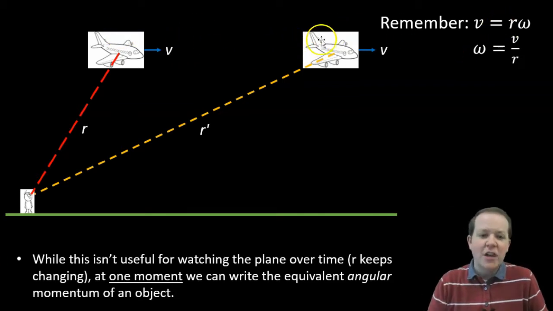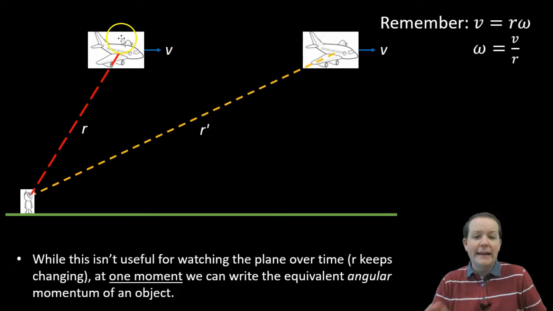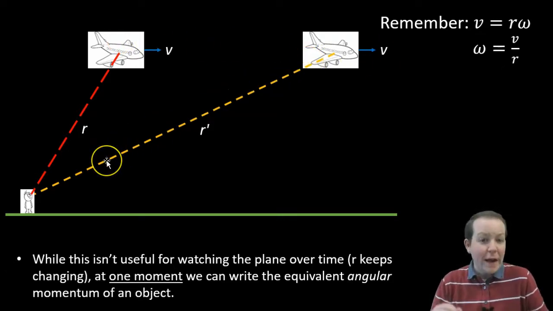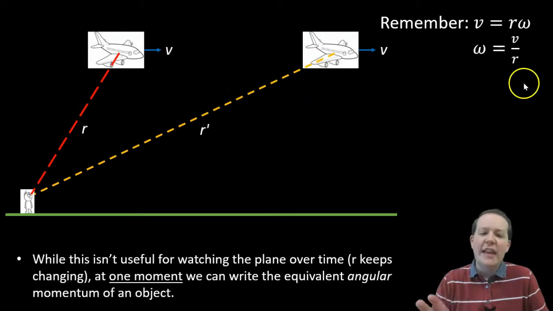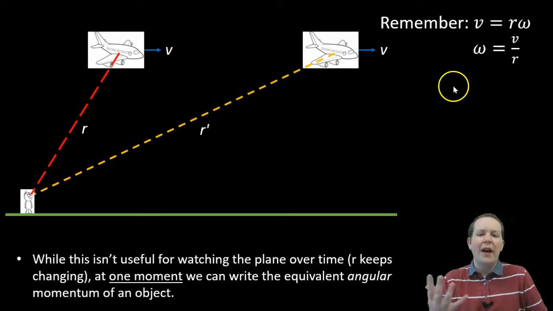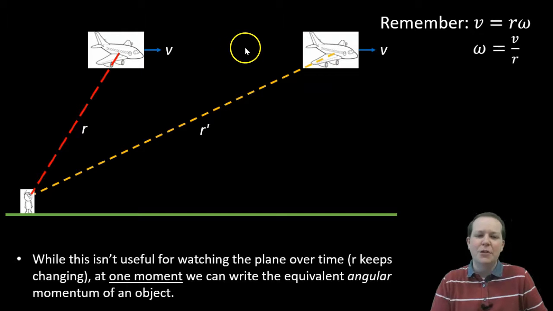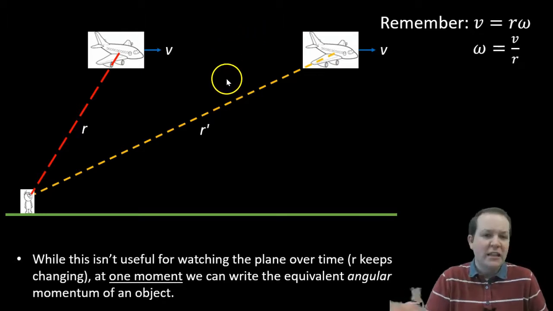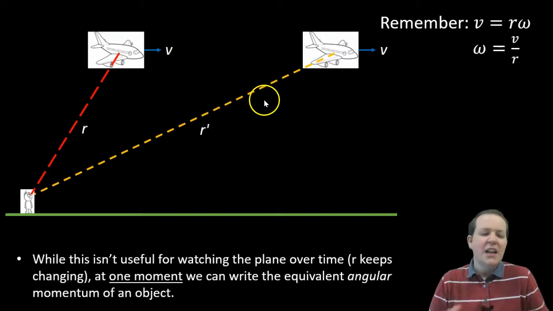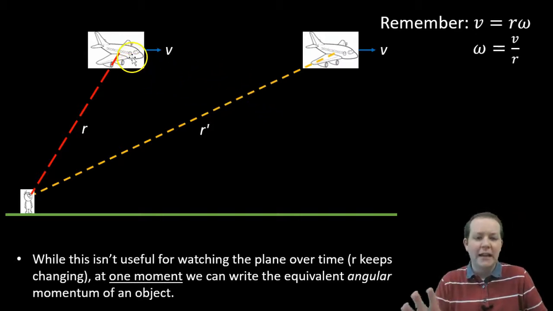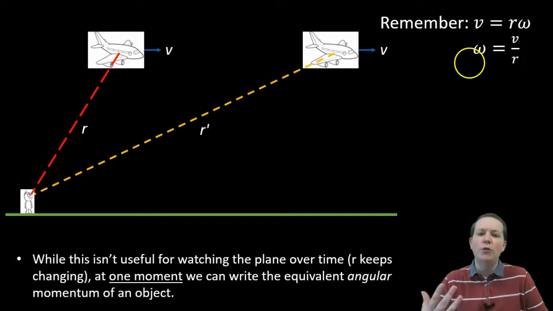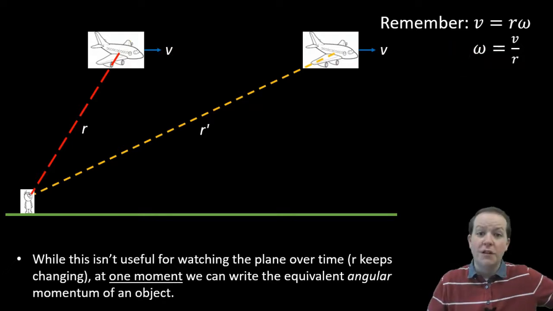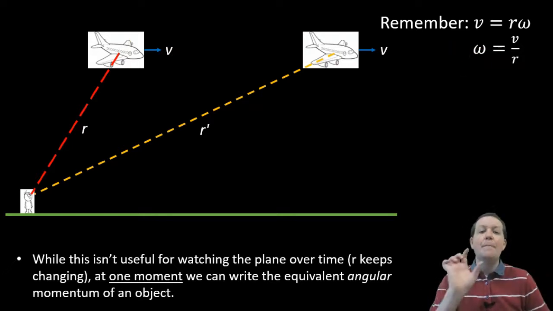It has changed because a few moments later, the plane, even though it has a constant velocity, now has a different radius away from us. The radius is changing over time. If we were trying to look at this object from an angular perspective over multiple time periods, you would need calculus because the radius keeps changing. So it's not helpful to look at this plane moving in a straight line in a rotational sense over the course of several seconds, but in a moment.